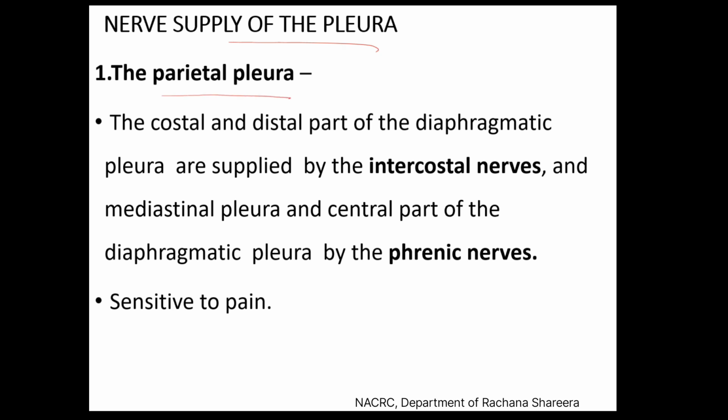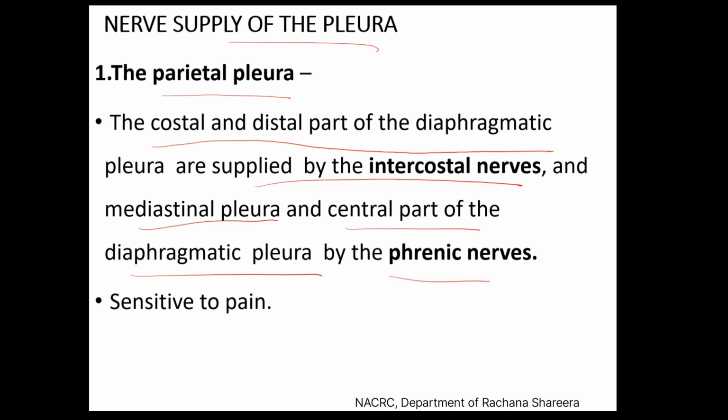The parietal pleura, the costal and distal part of the diaphragmatic pleura, are supplied by intercostal nerves, and the mediastinal pleura and central part of the diaphragmatic pleura are supplied by the phrenic nerve. Parietal pleura is sensitive to pain, but visceral pleura is insensitive, or non-sensitive, to pain. These are the main supply: intercostal nerves and phrenic nerve.